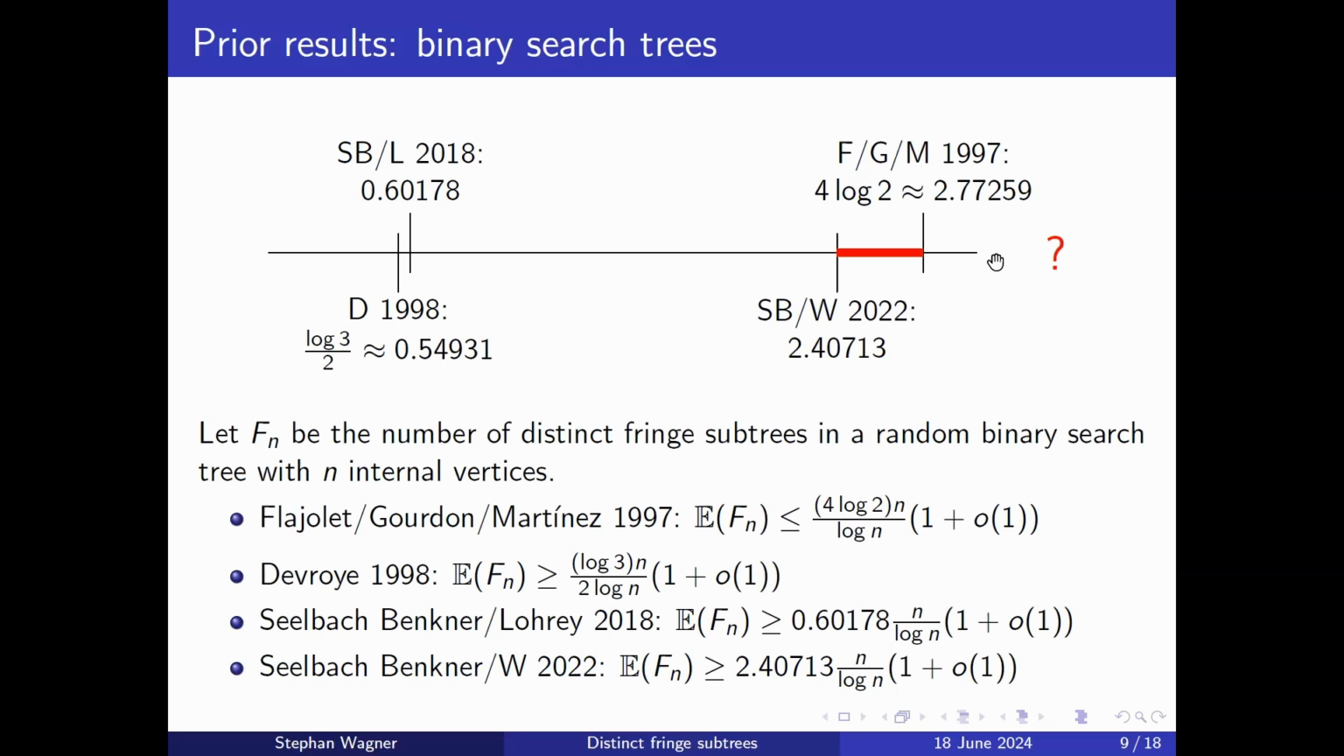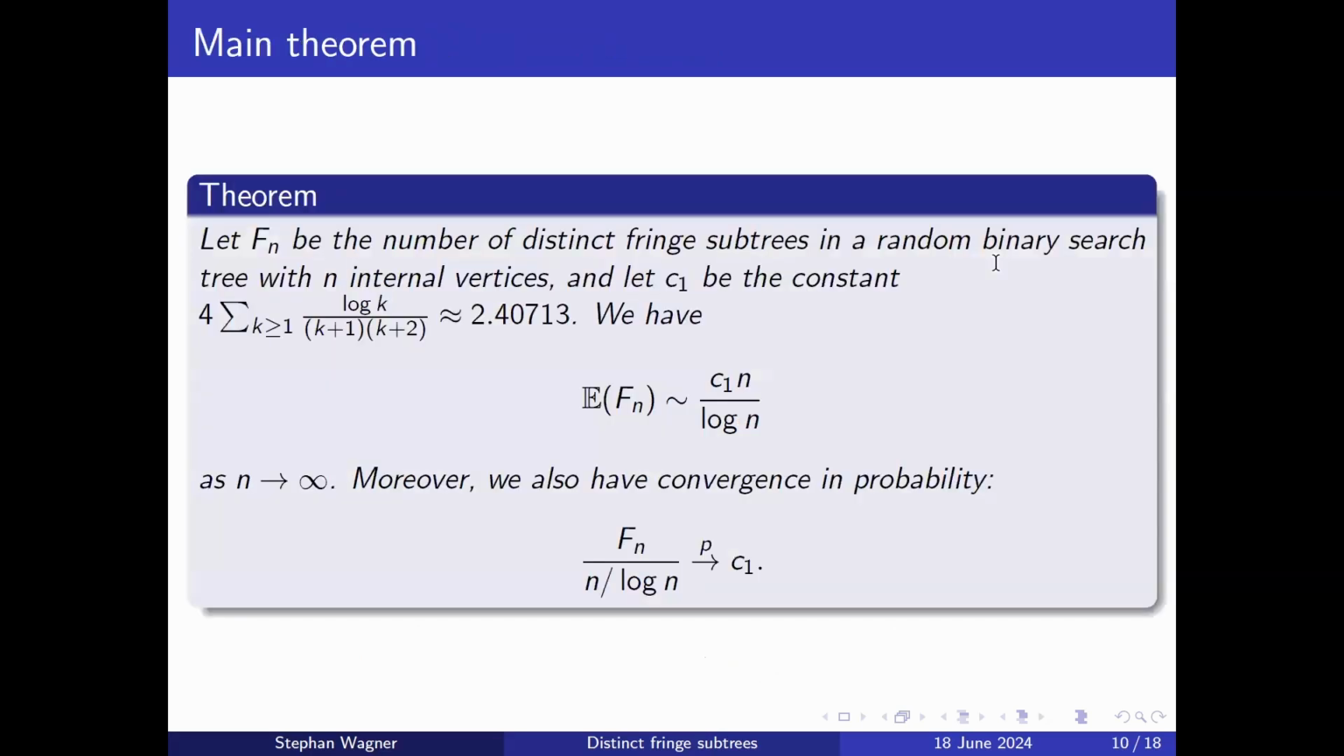All right, drum roll. Here we go. It's at the left end. So the 2.40713 is in fact the right constant, as it turns out. And this constant is given by a certain sum. It's 4 times the sum of log k over k times (k plus 1) times (k plus 2). And this turns out to be the exact constant.